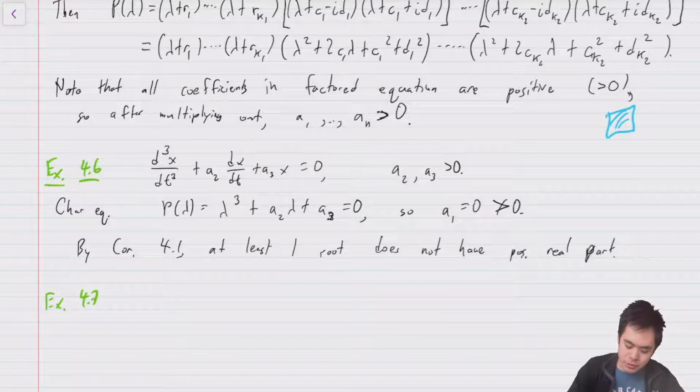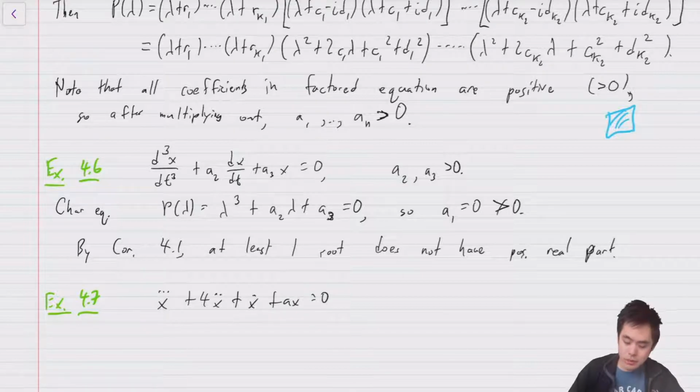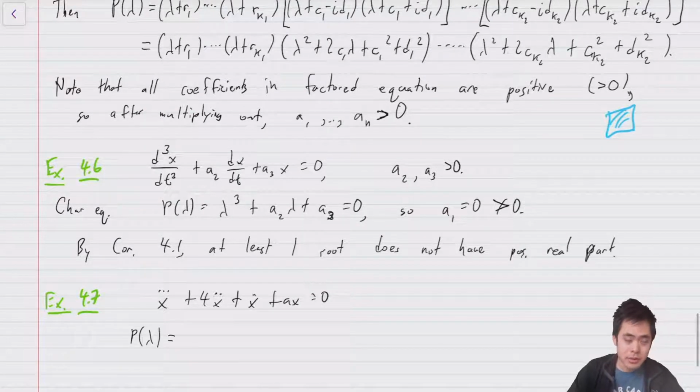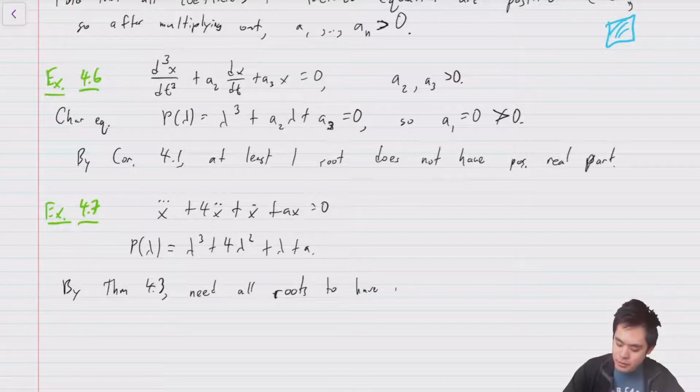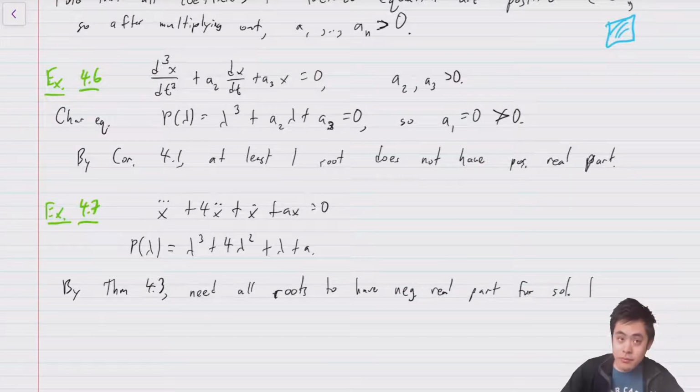And example 4.7, which is to say that if you have some more concrete numbers, x triple dot plus 4x double dot plus x dot plus a x equals 0. So you have a characteristic polynomial p of lambda equals lambda cubed plus 4 lambda squared plus lambda plus a. By theorem 4.3, we need all roots to have negative real part for solutions to approach 0.